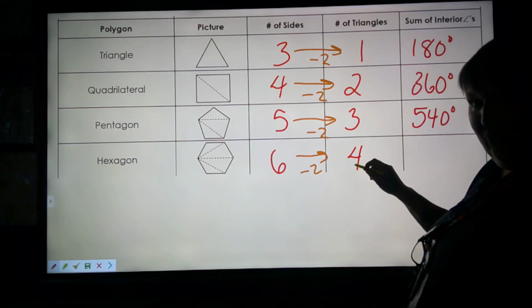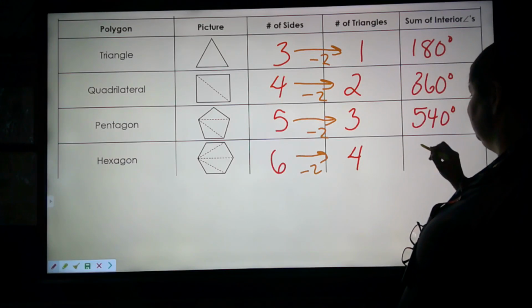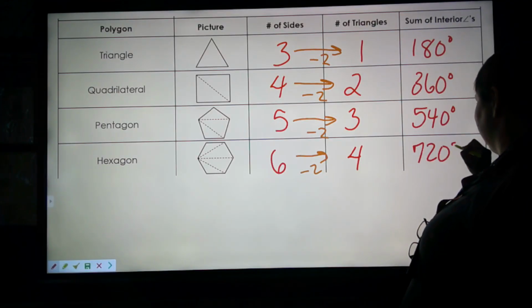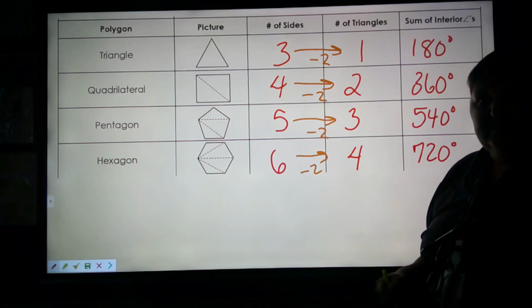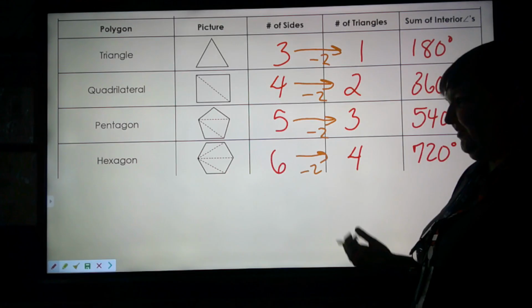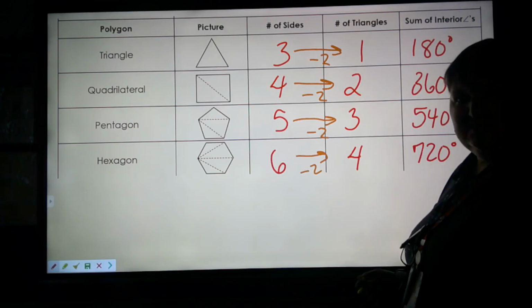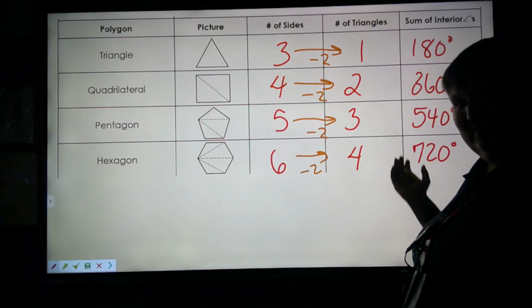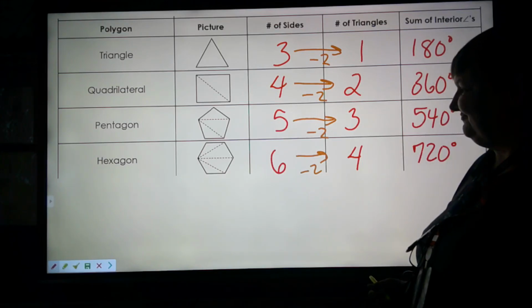If it has 4 triangles, 4 times 180 is 720. Make sure you put the little degree symbol. Otherwise, how do I know you're talking about degrees and not cars or pickles or inches? Yeah? Be clear. Be precise.